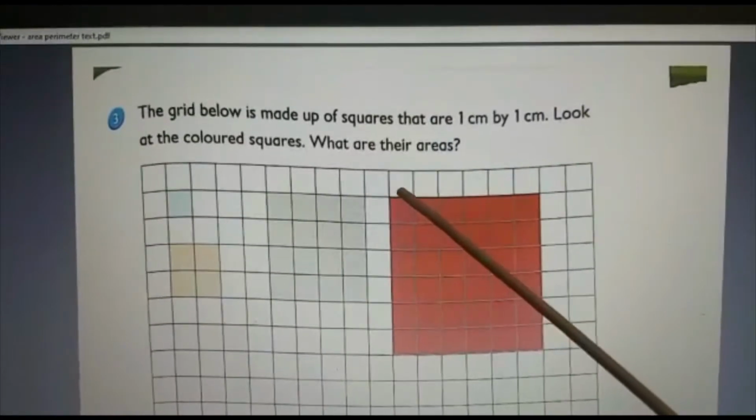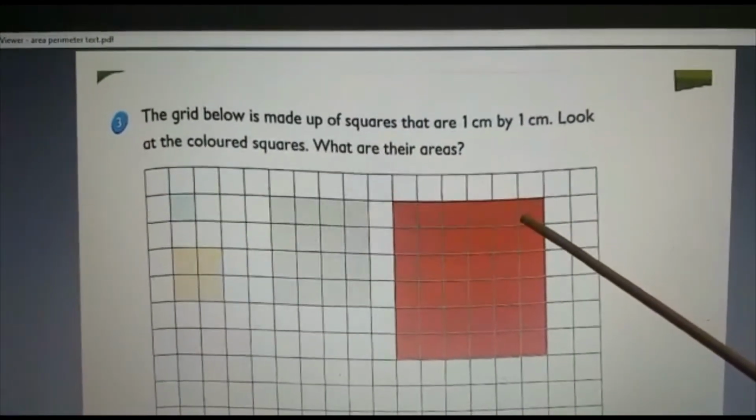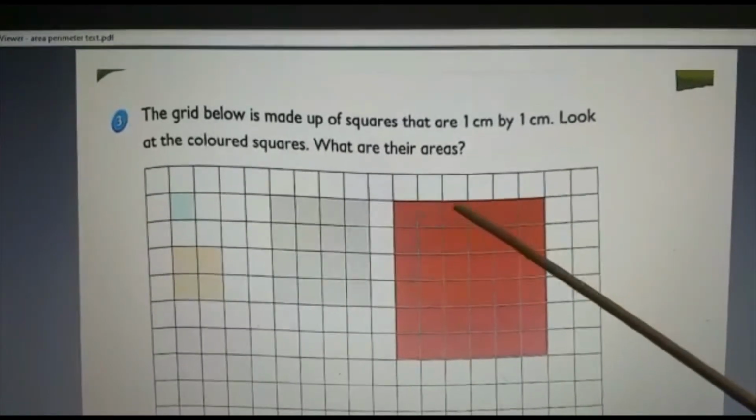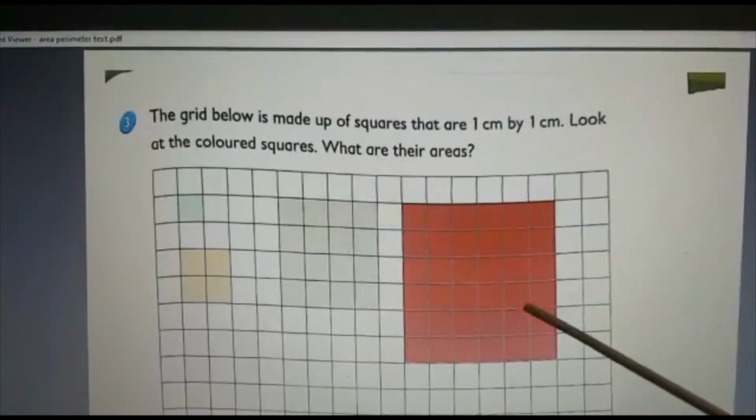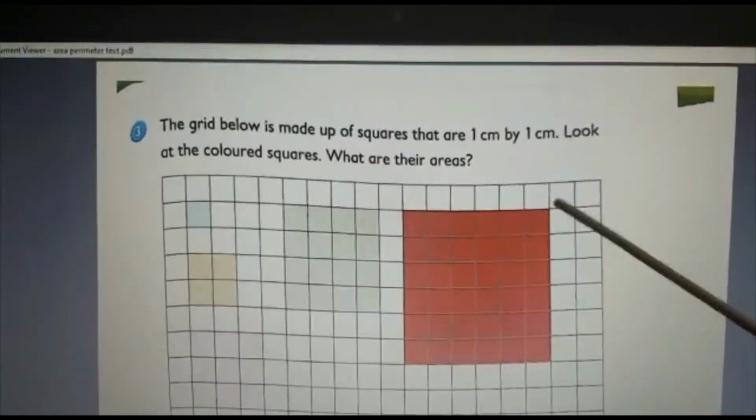Look, what is the length? 1, 2, 3, 4, 5, 6. Width also, all these are squares, so no need to count it, is it? 1, 2, 3, 4, 5, 6. So here also it will be 6. So 6 multiply 6 is what? That is 36 centimeter square.